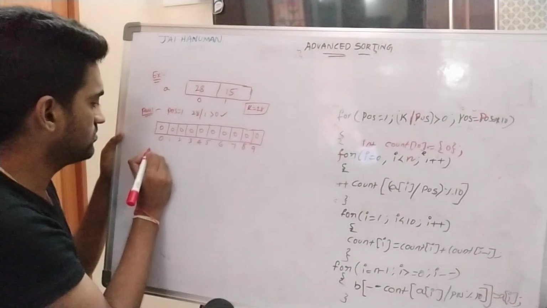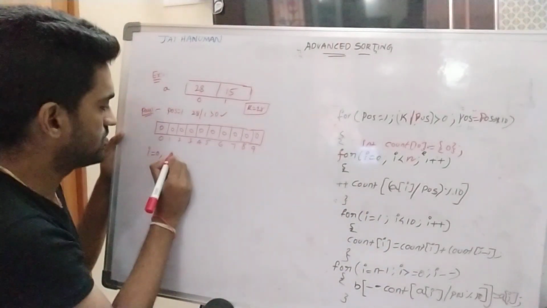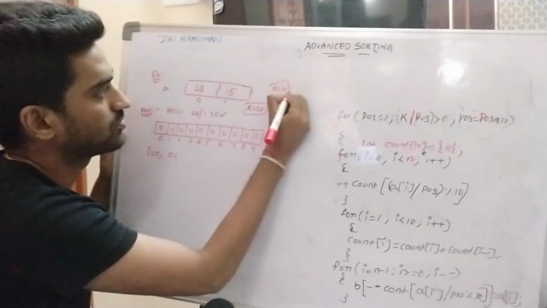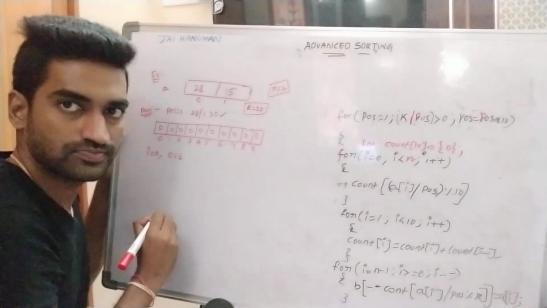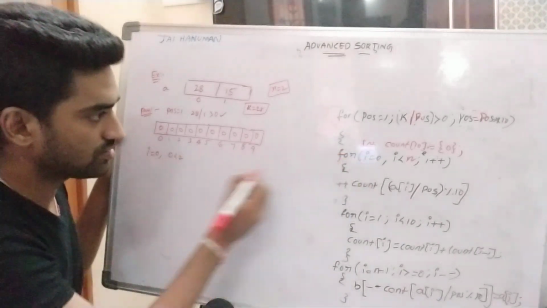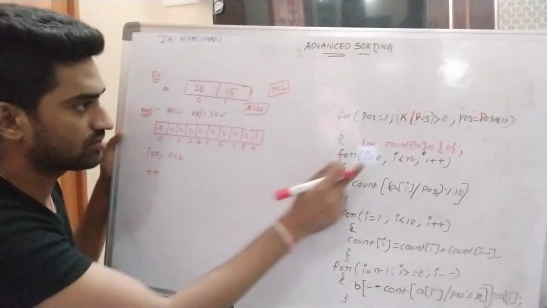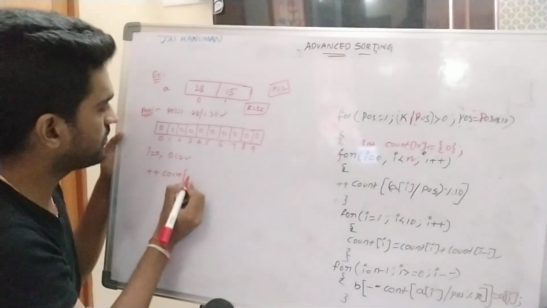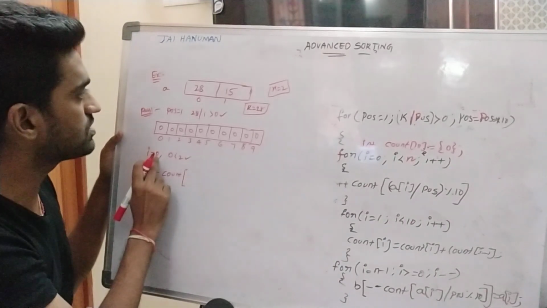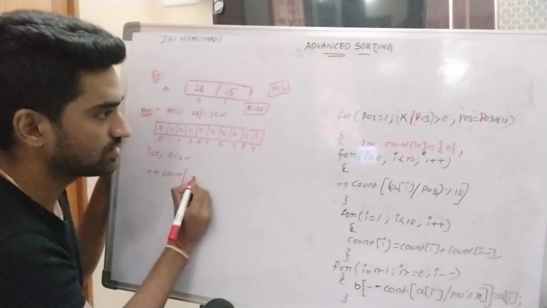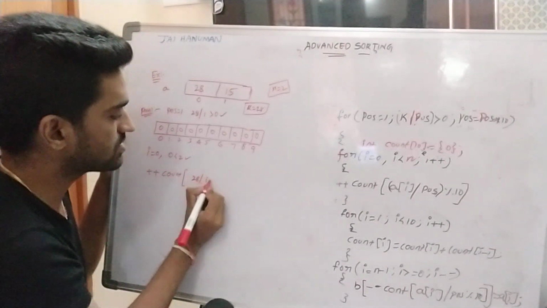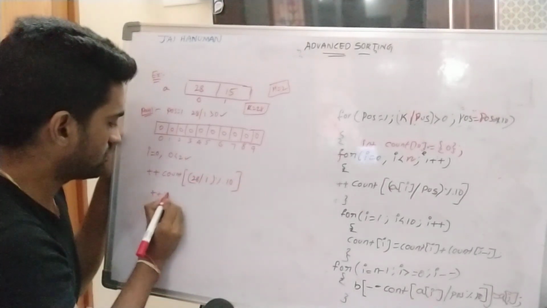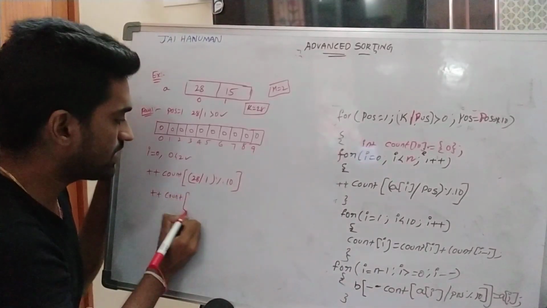So i is equal to 0. 0 less than n. What is the n value? Number of elements, n is equal to 2. So 0 less than 2, and we are updating the count array. The condition is true. Plus count of a of i, so a of 0 is 28. 28 by position, which is 1, modulo division of 10.